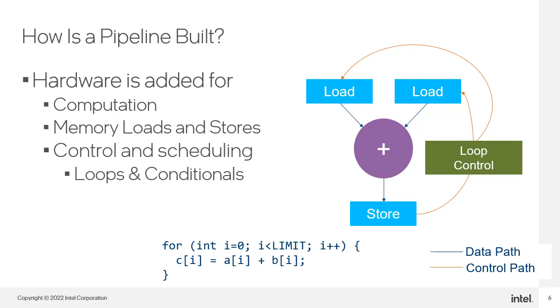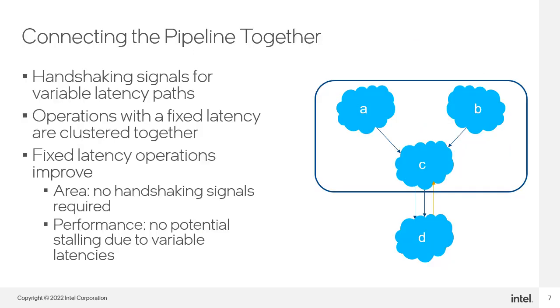Note that in reality, the load and store units are one. In addition to this, a loop control to check how many times the loop has executed and when to quit the execution is built into the pipeline. In connecting the pipelines together, when variable latency paths exist in the operations, they will require handshaking signals, which typically slows down operation. Operations with a fixed latency are clustered together.